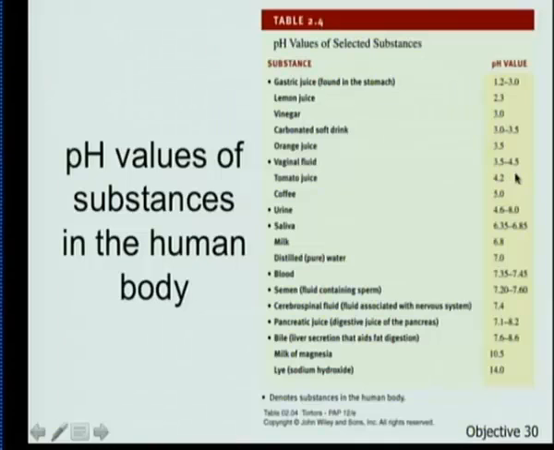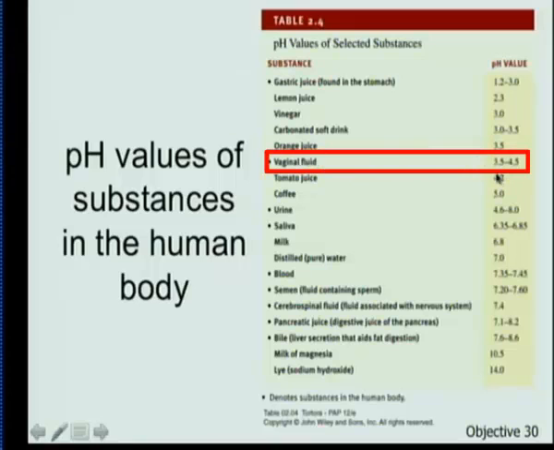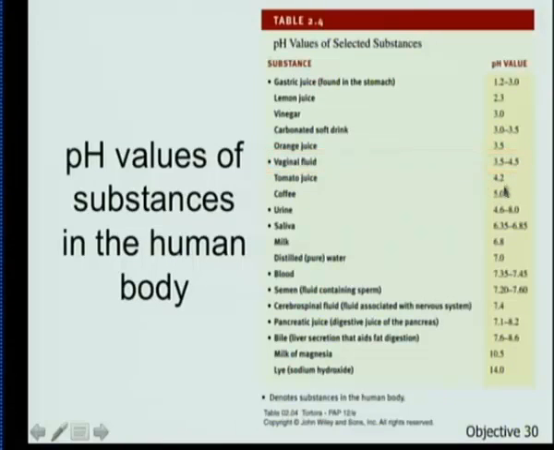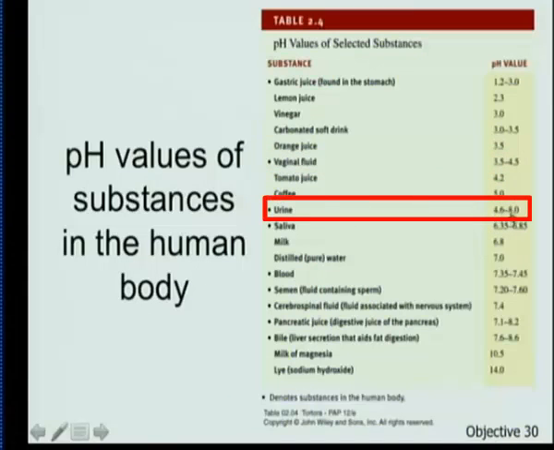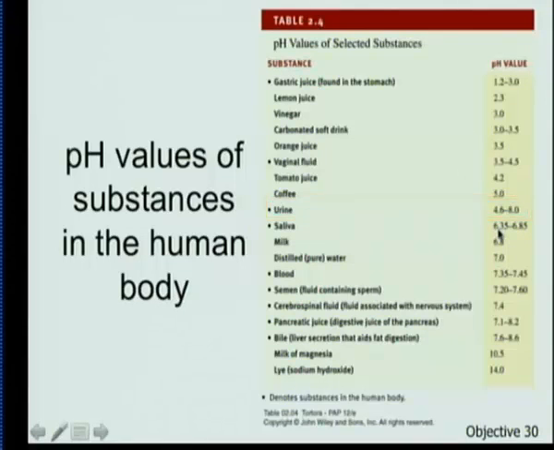Some of the fluids of the body, for example, vaginal fluid, for females, has a protective mechanism that makes the vaginal environment a little more acidic, less likely for pathogens to colonize, so it does have that advantage. Tomato juice, coffee's about 5. Now notice urine. Urine varies between about 4.5 and 8. So it depends on what your body's trying to do. If you are a little bit, quote unquote, too acidic, then in an effort to dump that acidity, your urine's going to become acidic.